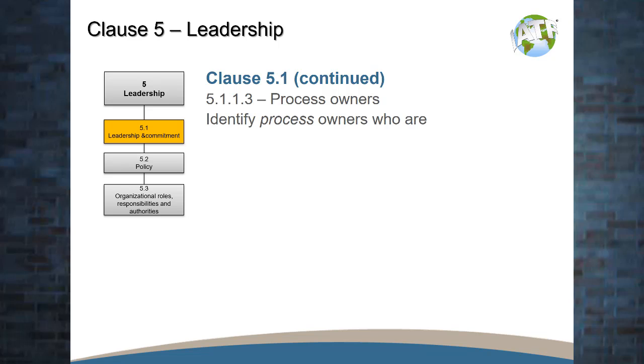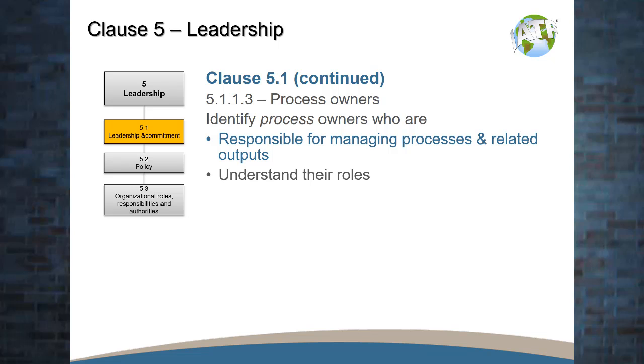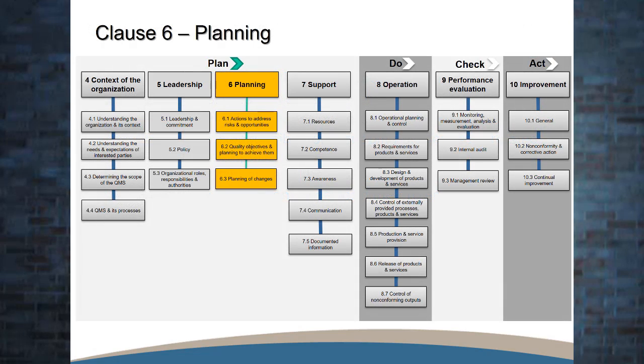We also see as a part of leadership and commitment the process owners, so identifying process owners who are responsible for managing processes and their related outputs. Those process owners need to understand their roles in the quality management system. They need to be competent to perform their roles, and that is a new requirement for process ownership and the role of a process owner, which I think is a great addition as well.